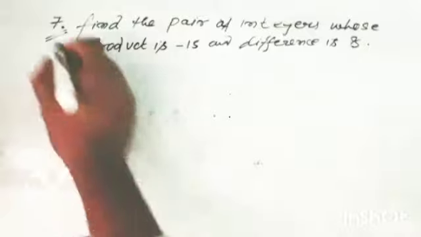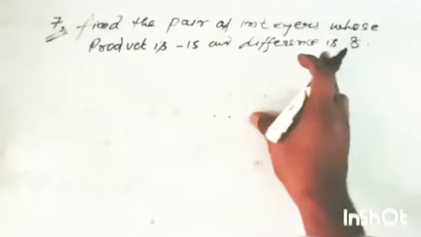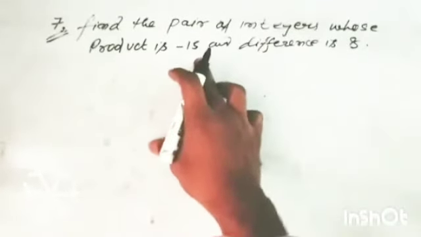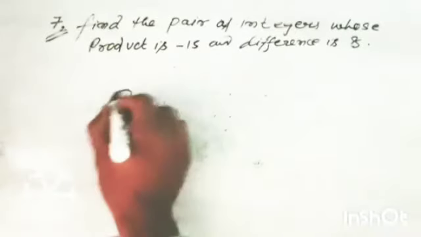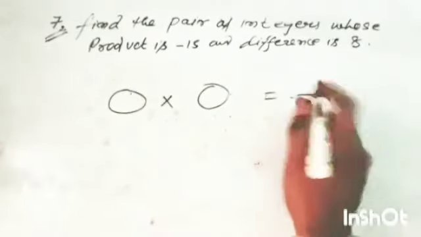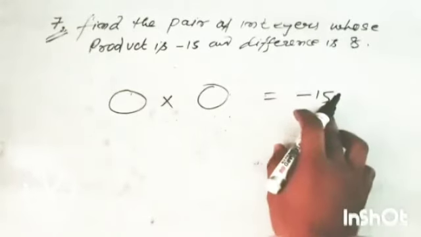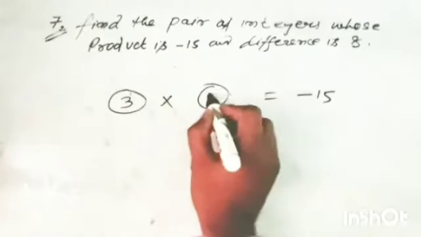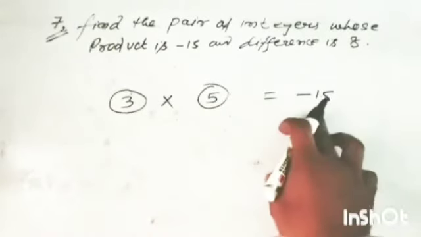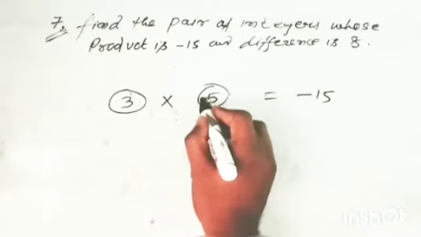Next we have taken, children, one more question. This is the last question which is given in your exercise, and we have to find the pair of integers whose product is minus 15 and the difference is 8. So children, we have to find two integers, suppose, which when multiplied together give you minus 15. So children, let's first find the integers which when multiplied give you 15. They are 3 and 5 only. 3 5s are 15, but we need to have minus 15.